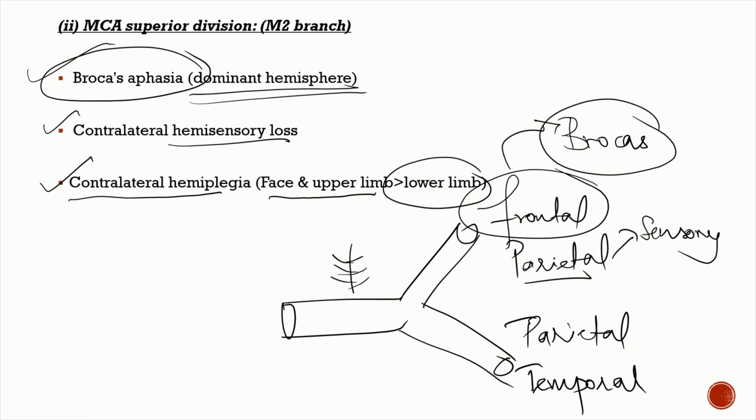So why is this so? The reason for contralateral hemiplegia in superior division involvement is because your motor cortex in the frontal lobe is going to get infarcted. However, your internal capsule is spared, since your lenticostriate branches are present more proximally, so that's going to be spared.